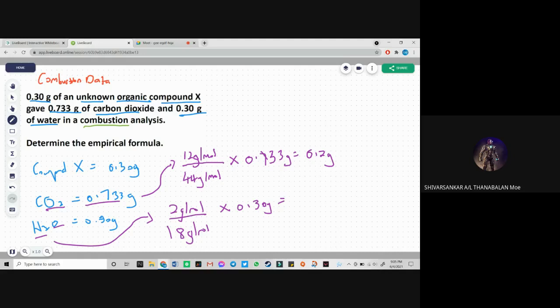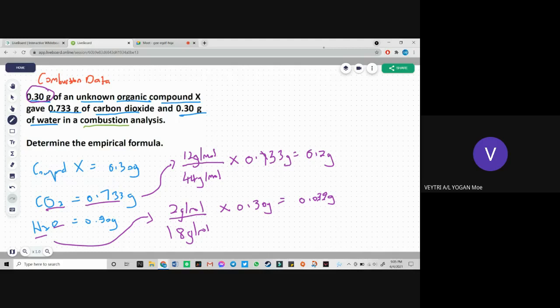Zero point 0333. Okay, 0.333 grams. Keep it in, okay, for chemistry, keep it in 3 decimal places, not 3 significant figures, okay? 3 decimal places, this one 1, 2, 3 already. Okay, 0.333. Okay, now, if you guys realize 0.0333 plus 0.2 doesn't make up 0.30 gram, right?